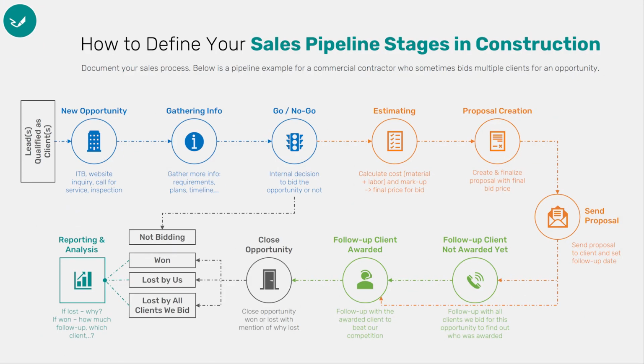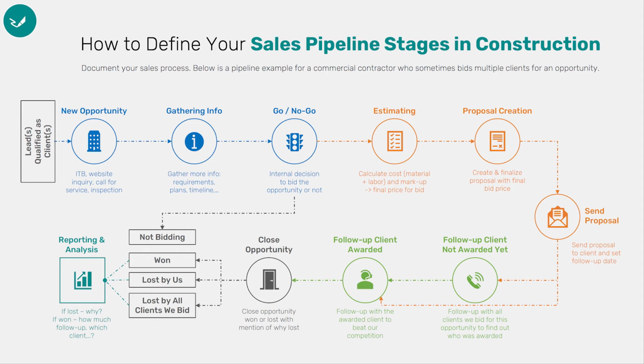Now let's take a look at an actual example of a sales pipeline. What we're looking at here is a sales pipeline for a construction company. The sales process at a construction company consists of 4 or 5 phases that are highlighted on this diagram with different colors. They would be pre-construction, the estimating phase, follow-up, the closing phase, and lastly, the reporting and analysis phase.